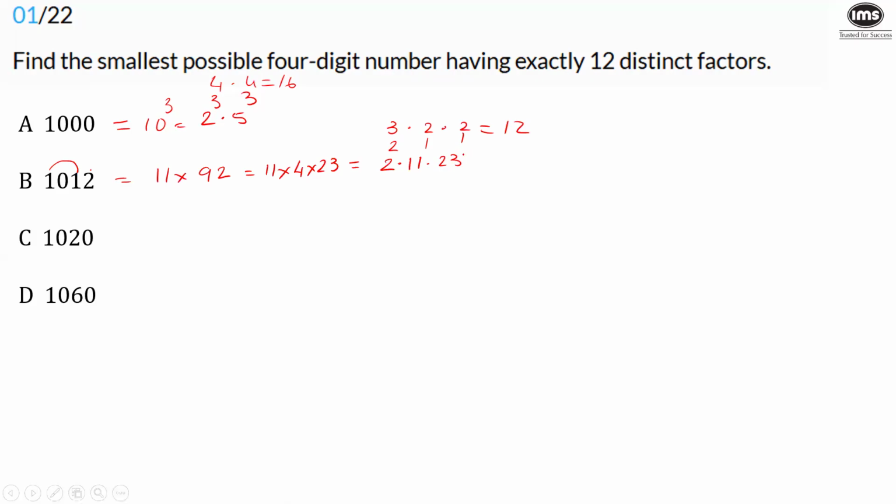We don't need to verify the others because we have found a number which has exactly 12 factors and is the least among the given numbers. You can verify that 1060 also has 12 factors, but it is not the least. We have a better number. So this is the answer, option B. Learn to use the options.